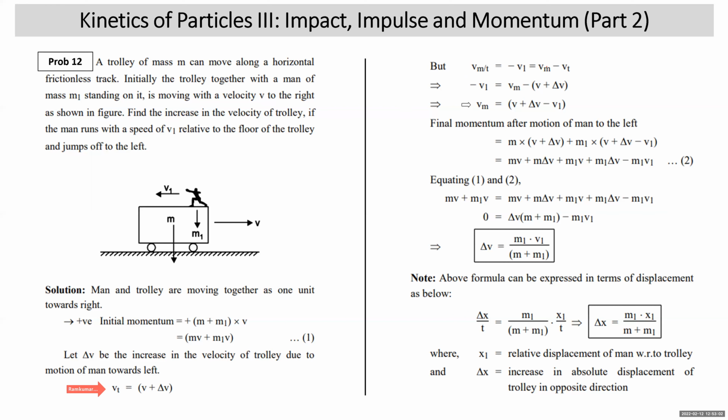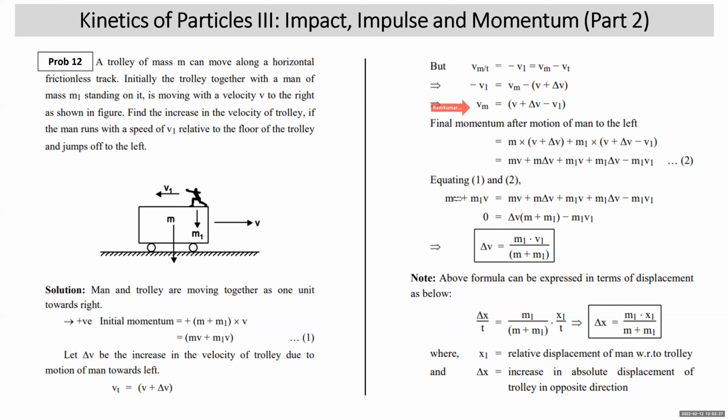Vt value is substituted, and we get the absolute velocity. So the principle of conservation of momentum is applied on absolute velocities or absolute quantities. It is never applied on relative velocities. So V1 is the relative velocity of the man with respect to the trolley. As an effect of that, we get the resultant velocity of the trolley. Then we get the resultant velocity of the man, so our absolute velocity of the man. Final momentum after motion of the man to the left: this is the mass of the trolley into velocity of the trolley.